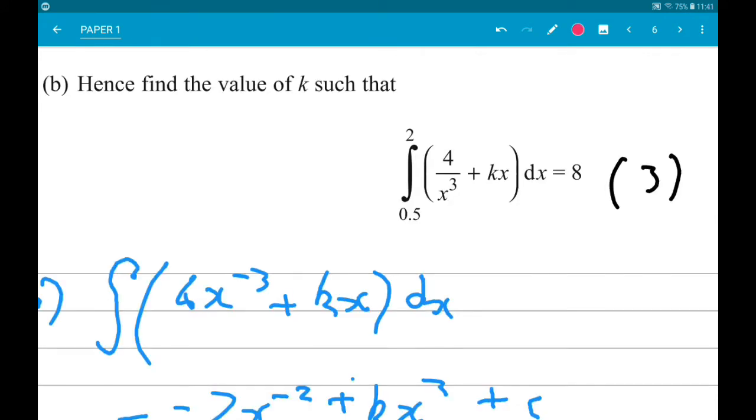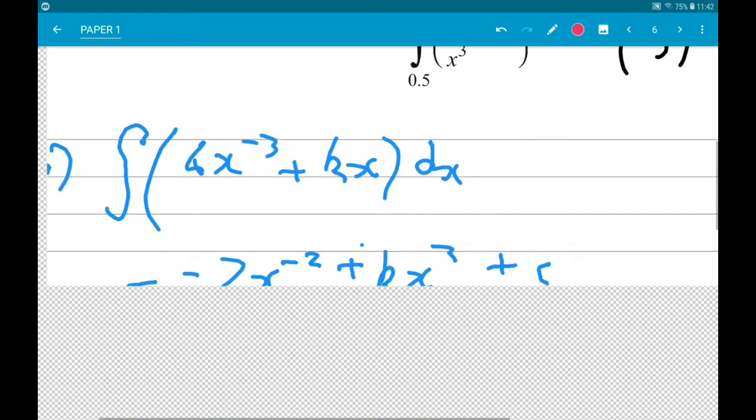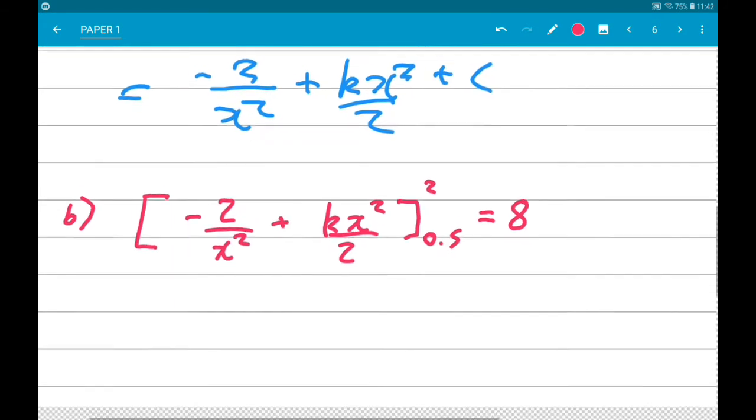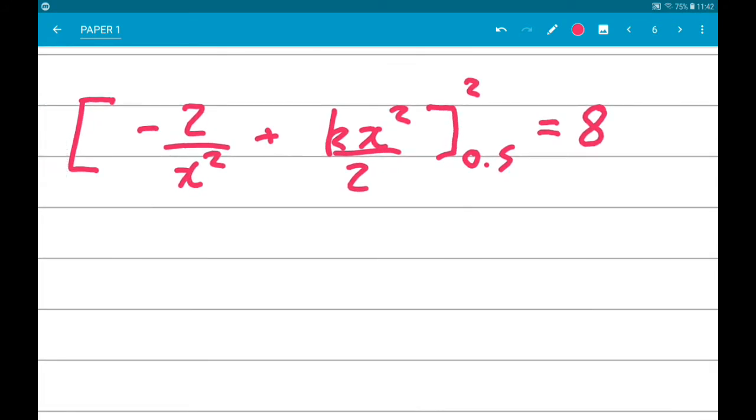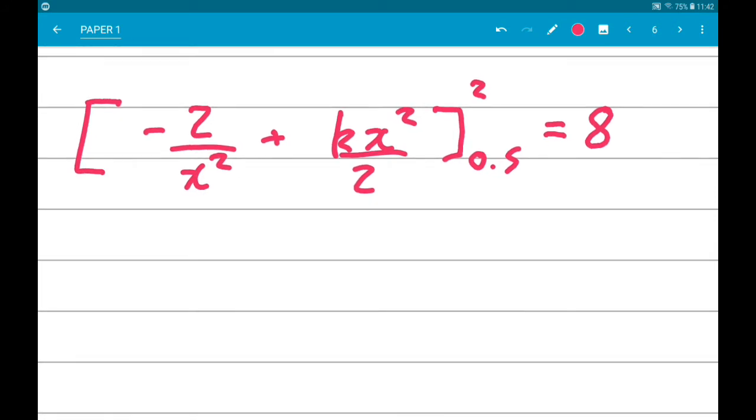Part B. Hence, find the value of k such that the integral between 0.5 and 2 equals 8. Okay, so the integral is now defined, so we can forget the plus c. So all we now know is our integral between the limits is equal to 8. So we're going to plonk in the limits. So 2 goes in first.